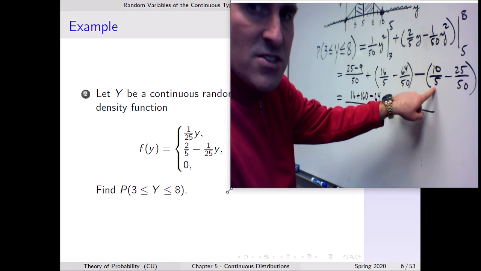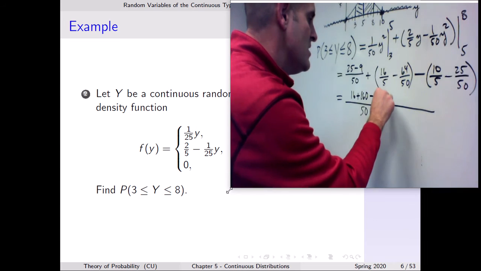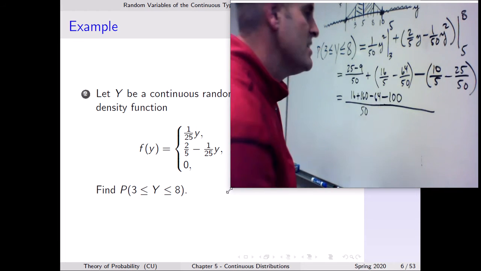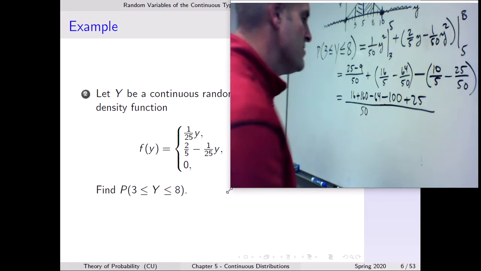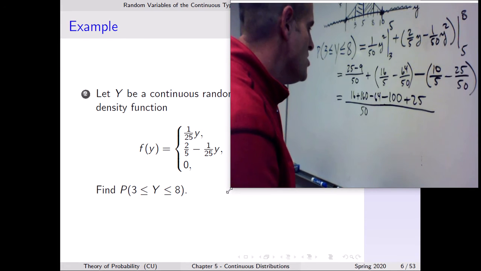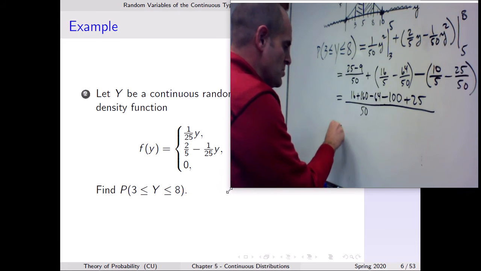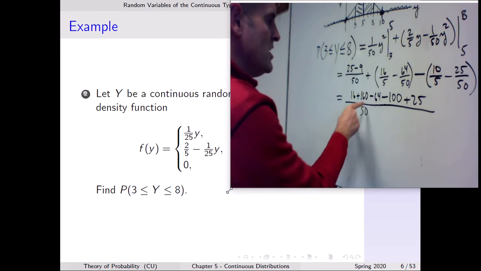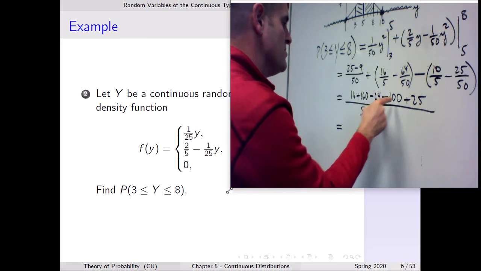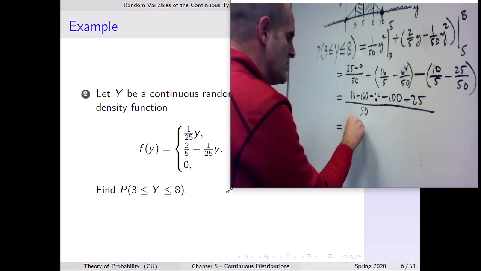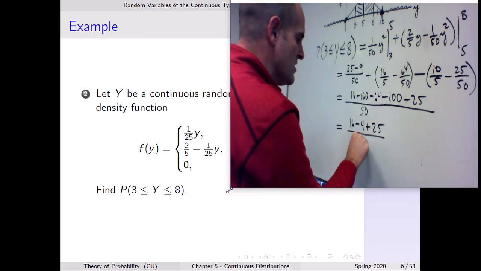Minus, okay, so this is 10/5. To make this 50, I need to multiply and divide by 10, so it's 100. So it's minus 100, okay? And then it's plus 25. All right, so let's see here. This is equal to 160 minus 60 minus 100, which is minus 4. So this is 16 minus 4 plus 25 all over 50.